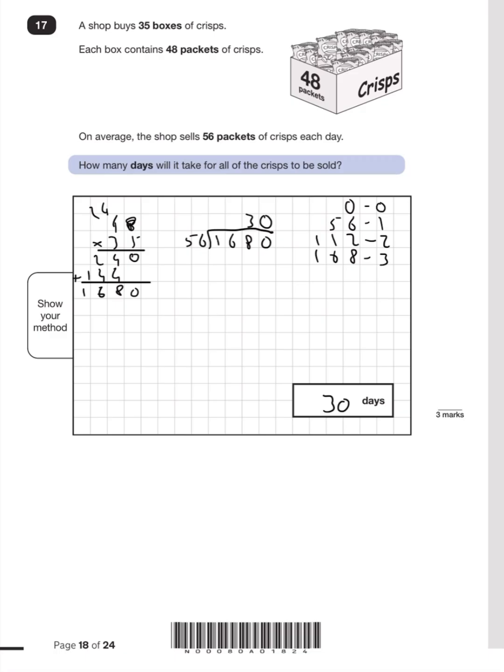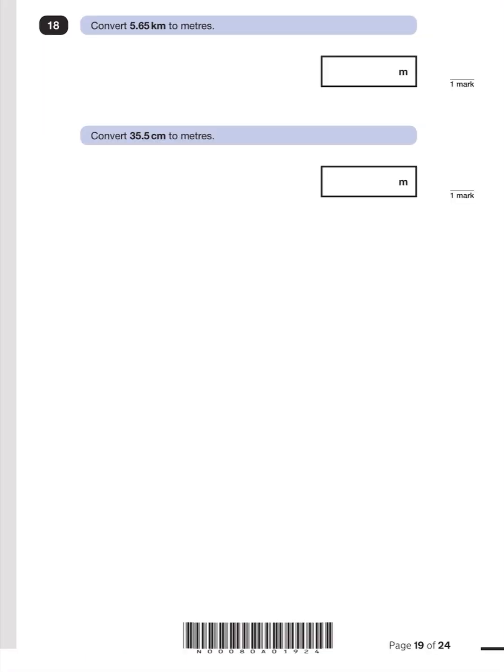Number 18. Converts 5.65 kilometers to meters. 5 kilometers is 5,000, so 5,650. Converts 35.5 centimeters to meters. That would be 0.355. There are 100 centimeters in a meter.